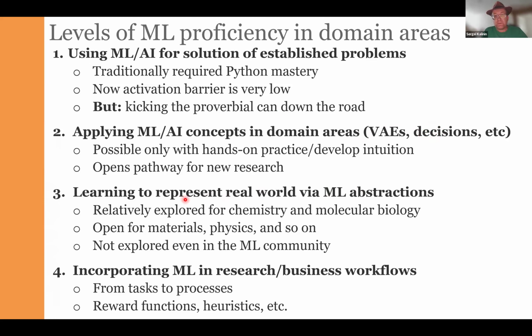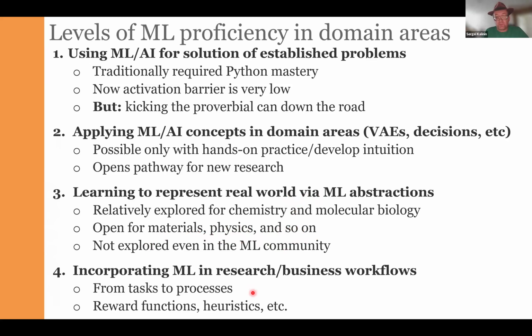A more complex step is the representation of the real world in ML abstraction. So we all know that science becomes real if it becomes mathematized, sort of going back to Lord Kelvin in the 19th century. But practically, there are objects that are relatively easy to represent as machine learning abstractions. For example, chemical formulas and molecular biology. But for materials, many physical concepts and so on, representation is a problem, and it's not explored even in the machine learning community.